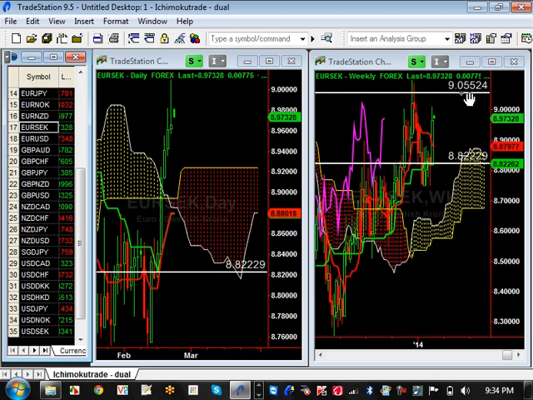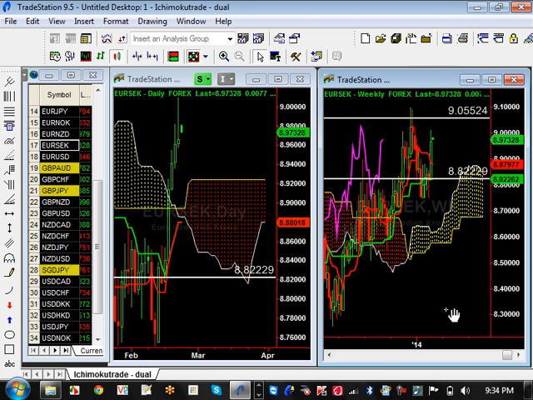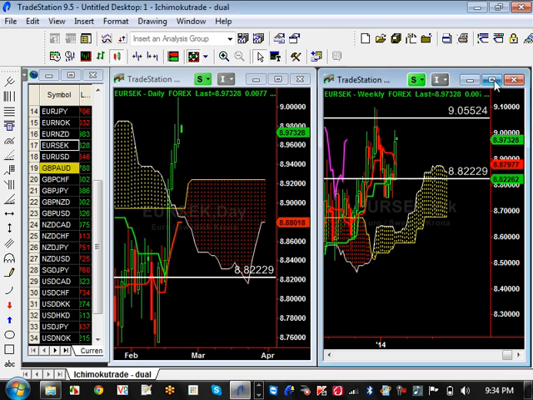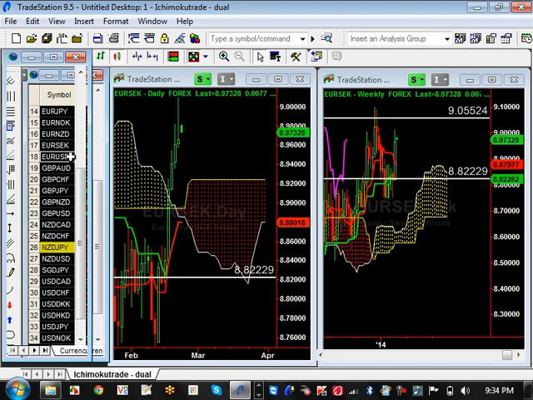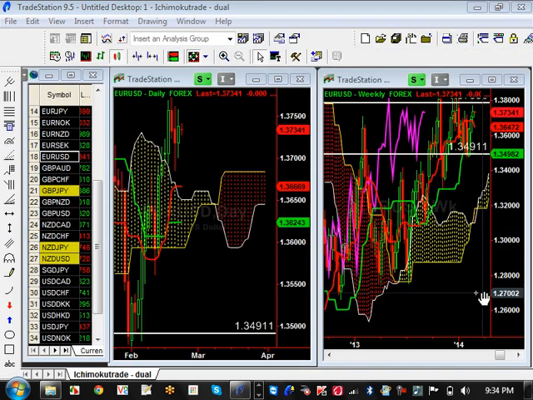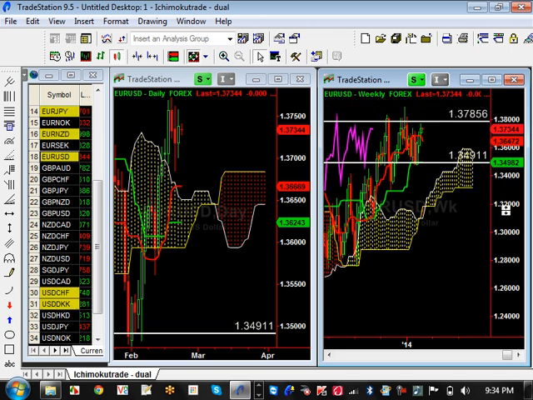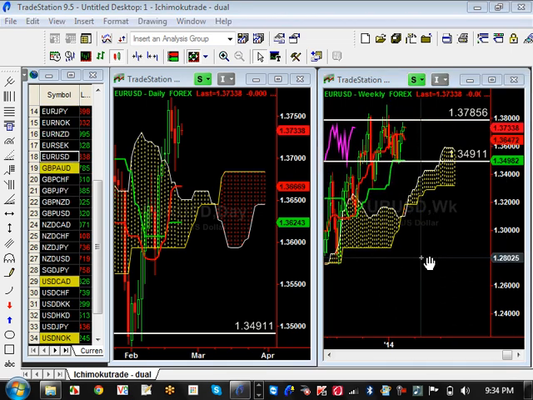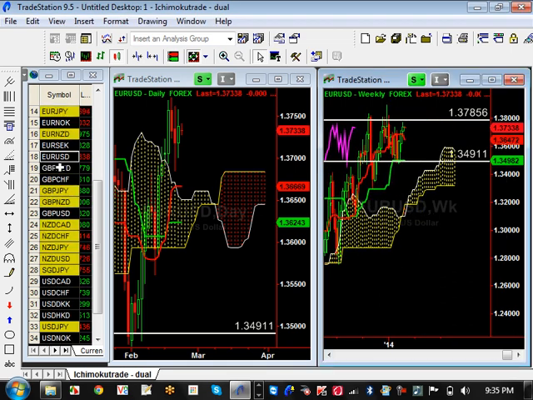Euro SEK, nothing really going on here. This is boring. This is basically consolidated. Support on this one's 82.22 and then 55.2. So 55.2 is basically that one. Euro USD, really nothing going on in Euro USD. It's just sitting there stuck at a major resistance level of 37.85. Until it breaks that, it's basically going to consolidate. Support on this one's going to be 34.91.